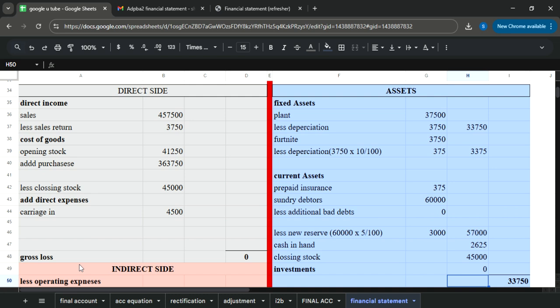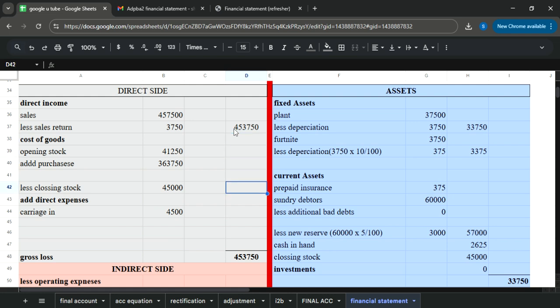You will have to be very careful right now, because calculations are starting. Here you will calculate net sales. Total amount of sales 457500, and you will subtract 3750 sales return. We have got 453750 as net sales.